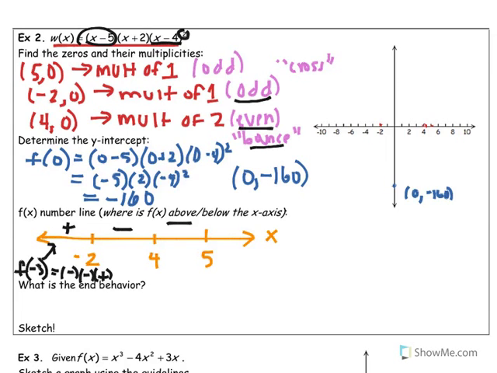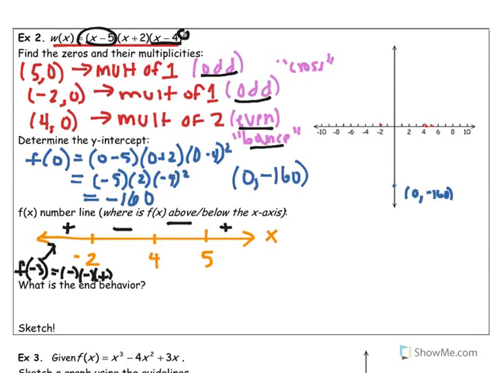And finally, my root 5, 0, that has an odd multiplicity, which means it's going to cross. So it's going to cross from a negative to a positive. And again, this is just another option to figure out the f of x number line. You could have, just like our last example, gone back in and tested each region, and you would have gotten the same results. So if this is not something that you like, you can still always test those regions.